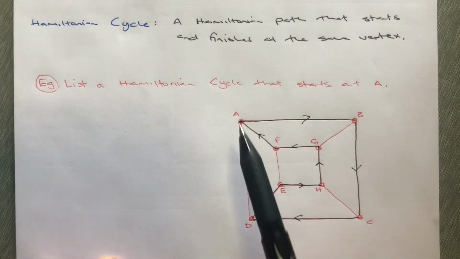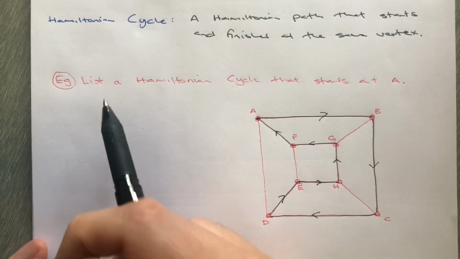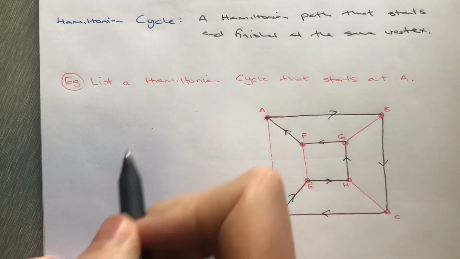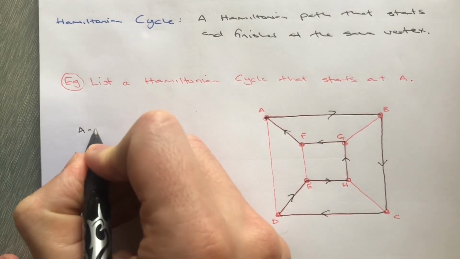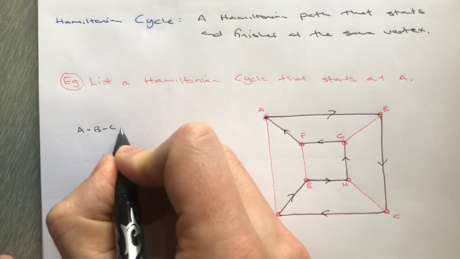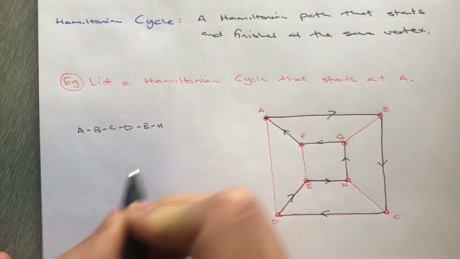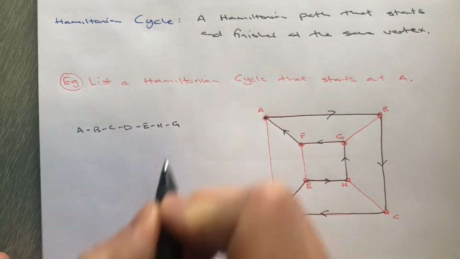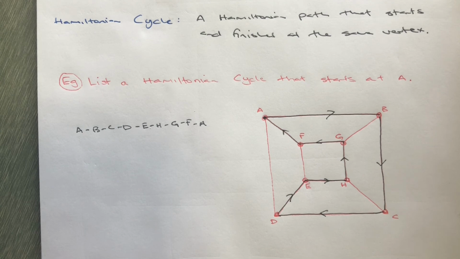Now it's a cycle because I started at A and I finished in that exact same place. And again, it asks for the list. So I'm going to give all the letters that I went to. I started at A, then B, then C, then D, then E, then H, then G, then F, and then I got back to A. And we're done. So that's what you're going to be asked to do.